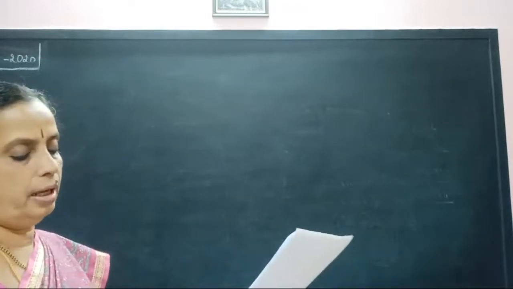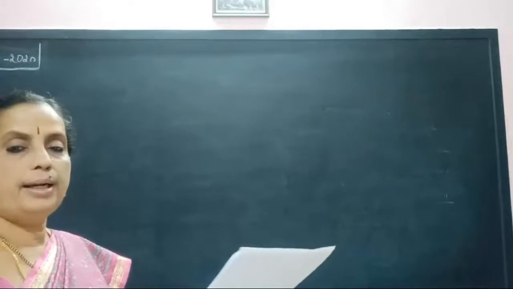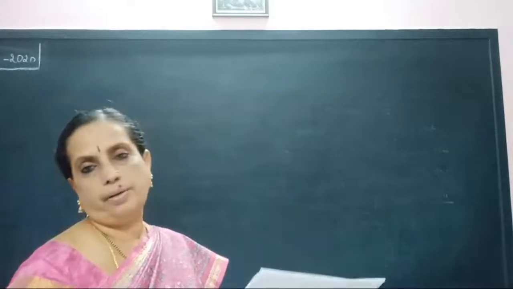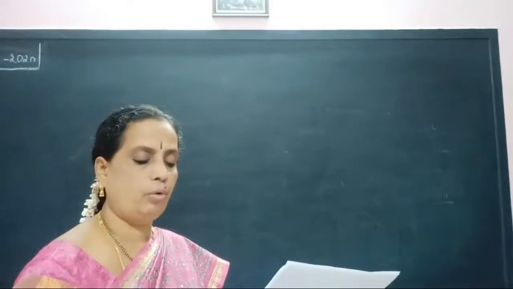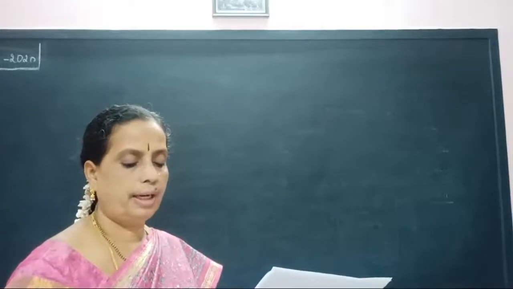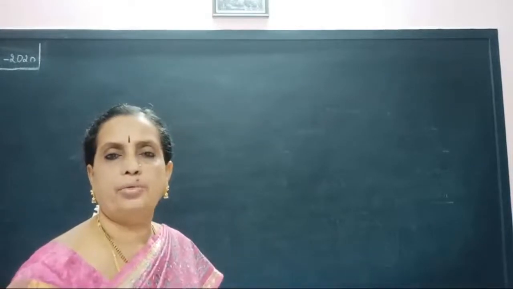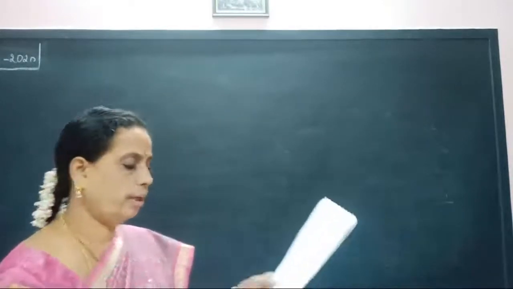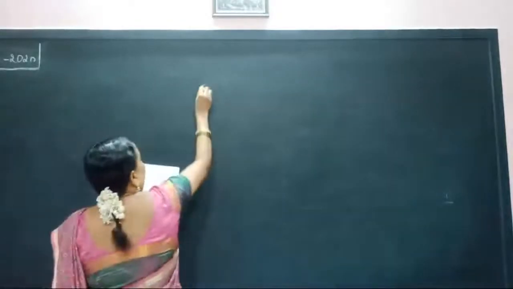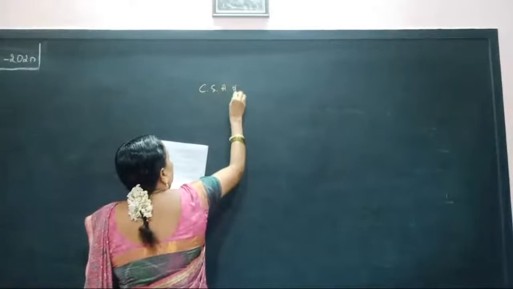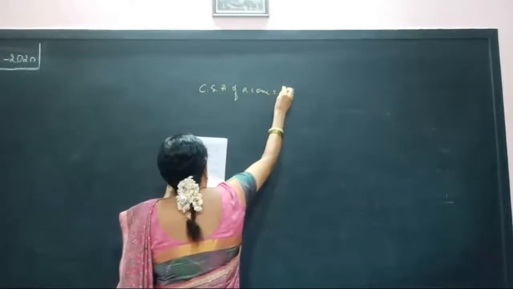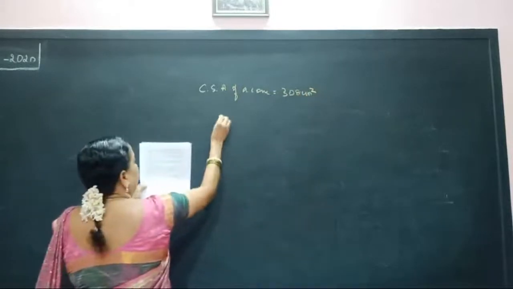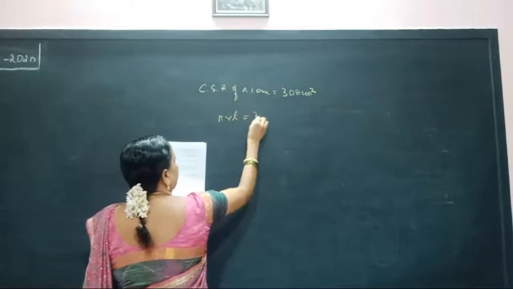The curved surface area of a cone is given. Slant height is given. You have to find out the radius and the total surface area. I think with this question, yesterday we did only calculation of the radius. Now that is extended to the other part. You have to find out the total surface area of the cone. Curved surface area of the cone is given, 308 centimeters square. That is pi RL equals 308.